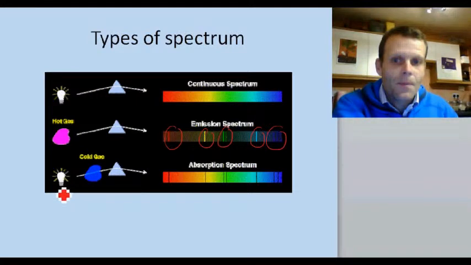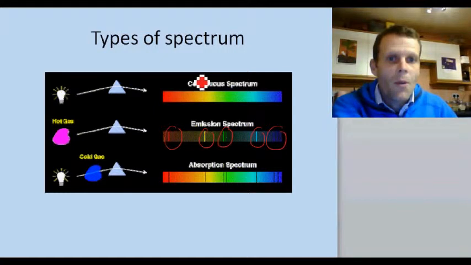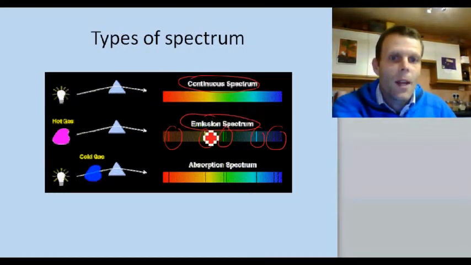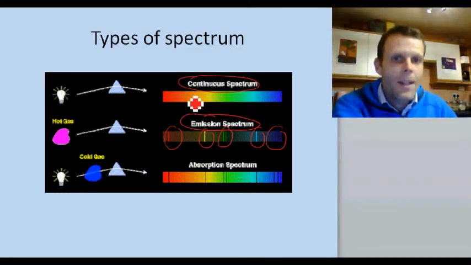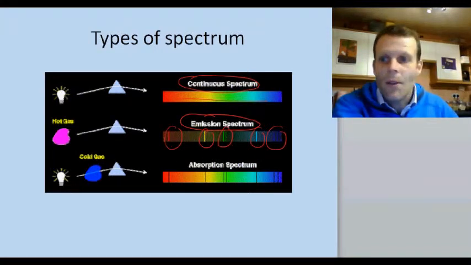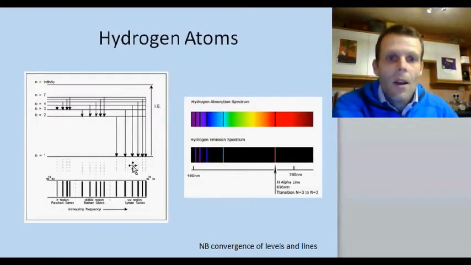Down here is the opposite, the inverse if you like. We're shining some light, we're letting those bits be absorbed, what's left is what we're seeing, and we've got an absorption spectrum. But from the point of view of your course, the important ones are continuous spectrum and emission spectrum. We need to understand the difference. All wavelengths are present here, and only discrete wavelengths are here, and we've got gaps.